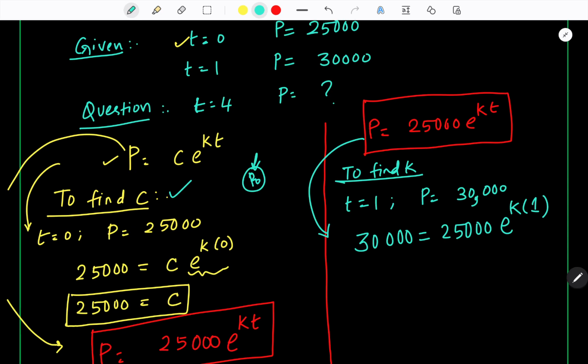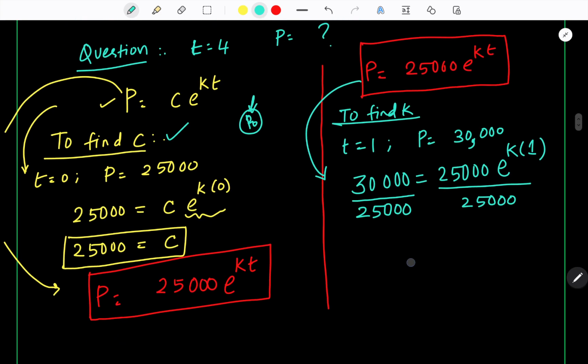Okay, so you need to put this in the calculator to get the answer. The number is so big, so let us simplify instead of directly putting it in the calculator, which takes more time. I will divide by 25,000 on both sides, because the number is too big and the calculator will take more time. So 30 divided by 25 is equal to e power k. Now you put this one there, and you will easily get the answer.